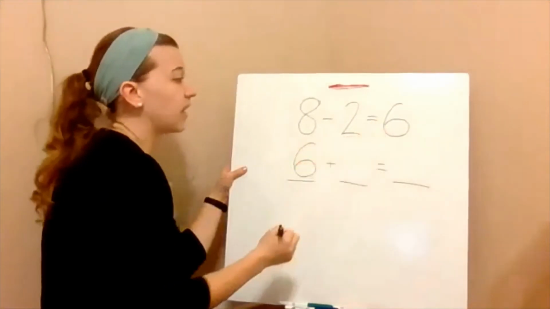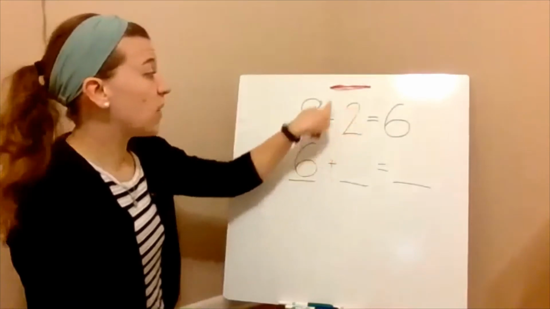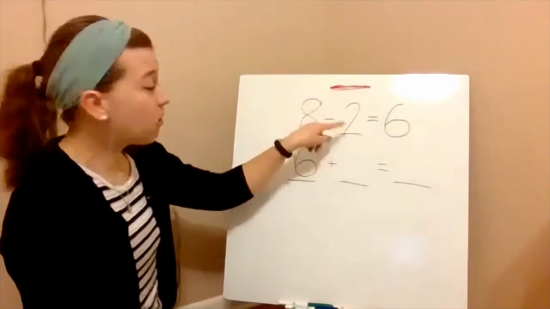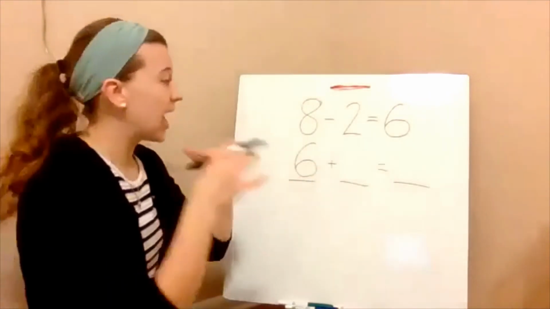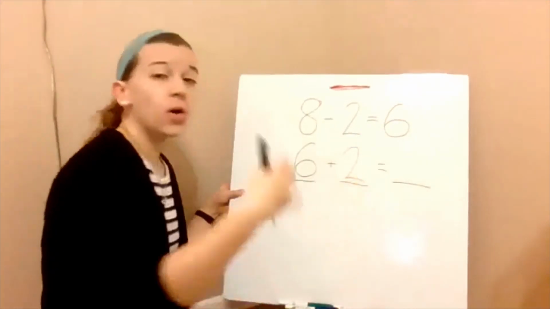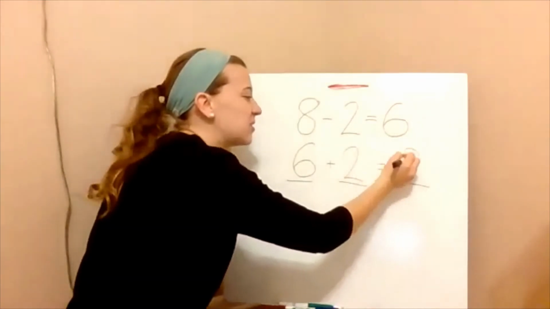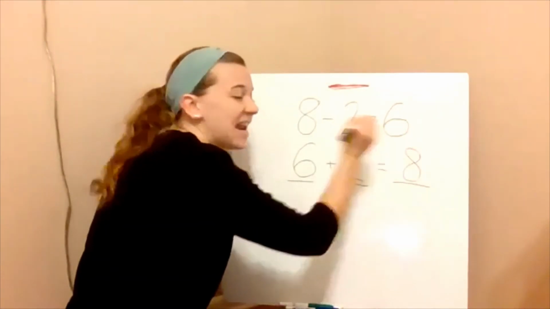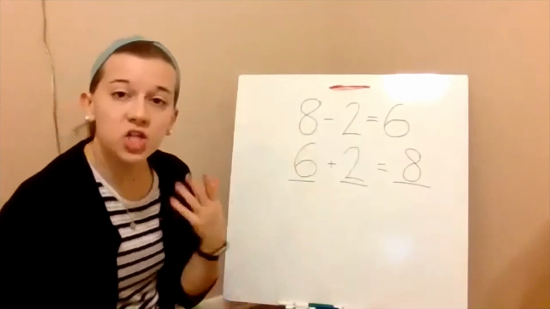So it'll be 6 plus, how many did we take away last time? We took away 2. So now we're going to add 2. Okay, so we're doing the exact opposite. We're adding 2 instead of taking away 2. So 6 plus 2 equals 8. Very good. 6 plus 2 equals 8. Excellent. All right. So that is how you can check by adding.